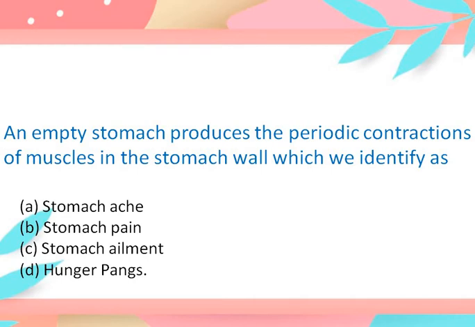An empty stomach produces the periodic contractions of muscles in the stomach wall, which we identify as stomach ache, stomach pain, stomach ailment, hunger pangs. The correct answer is D. Hunger pangs. An empty stomach produces the periodic contractions of muscles in the stomach wall, which we identify as hunger pangs.